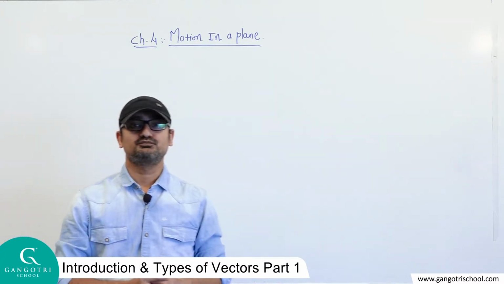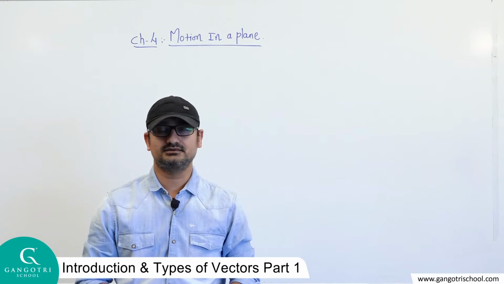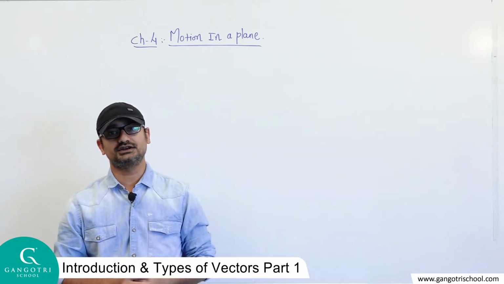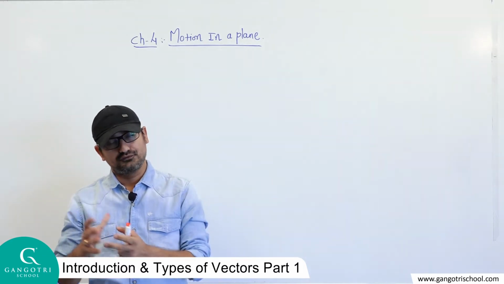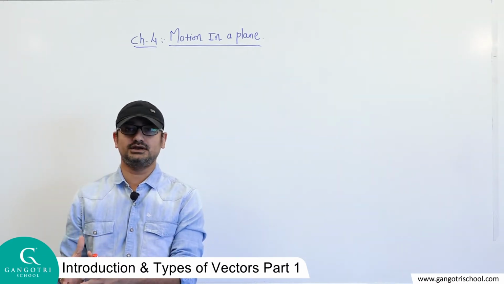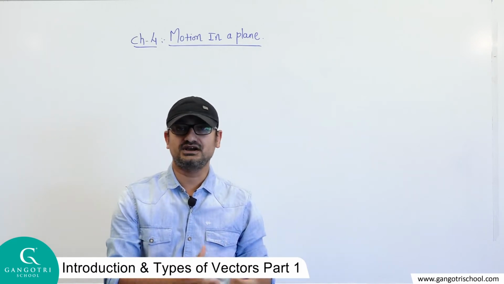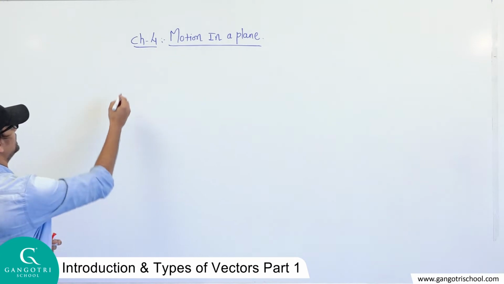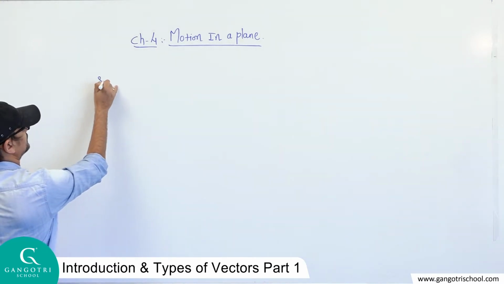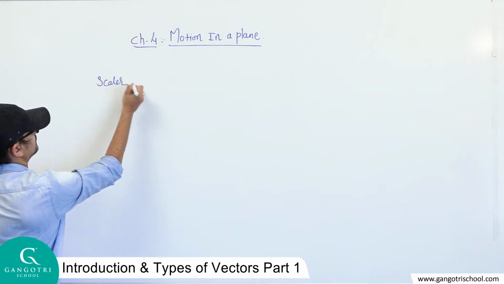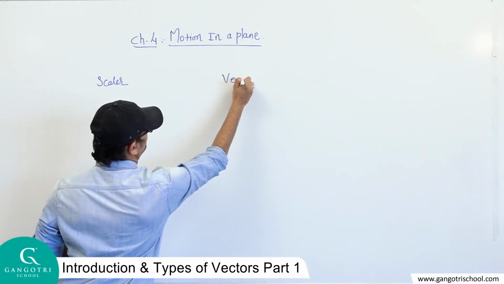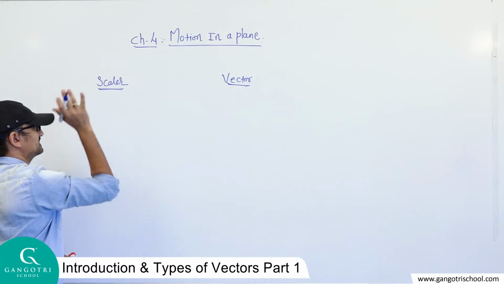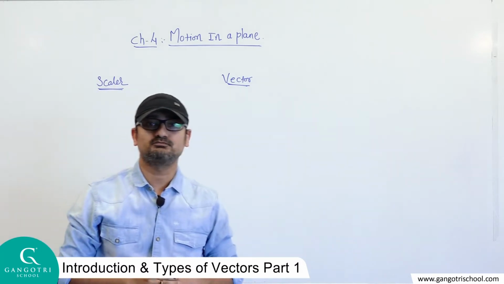As you all know, you already studied in standard 10th about physical quantities. There are lots of physical quantities in physics. Few of them are scalar quantities and few of them are vector physical quantities. Let's recall the meaning of scalar and vector physical quantities. So first of all, let's understand what scalar quantity means.